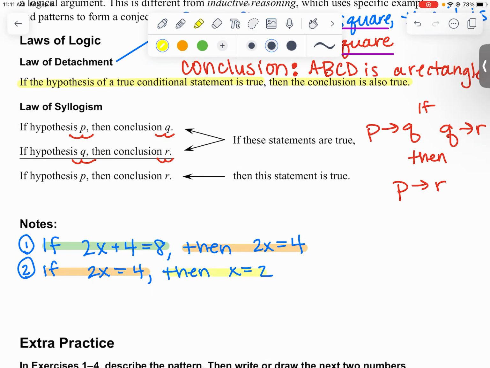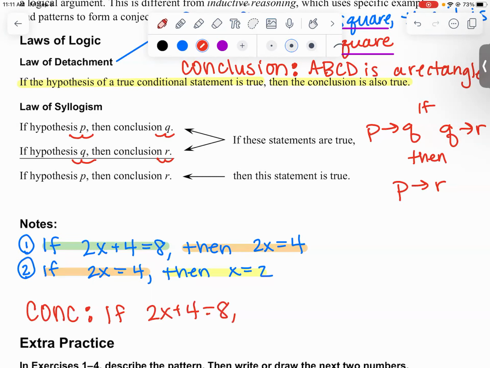Okay, so I want you to notice that the conclusion of statement 1 matches the hypothesis of statement 2. So the law of syllogism says that we can conclude that if 2x plus 4 equals 8, then x equals 2. We can take the hypothesis from the first and it will get us to the conclusion of the second.